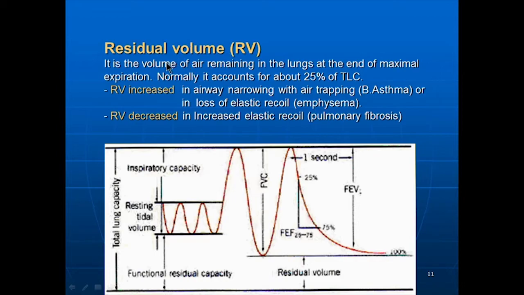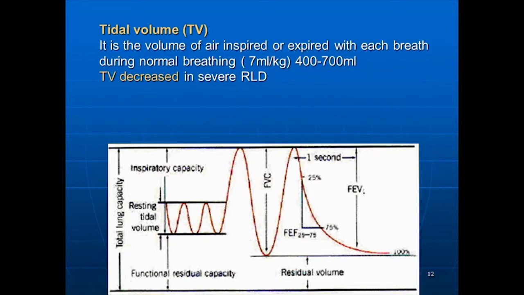Residual volume is often increased in an obstructive disease, and this is what you need to know. It's increased in obstructive disease and decreased in restrictive disease. Because obstructive disease involves a lot of air trapping, they have a lot of residual volume left in the lung. So it's going to be increased in obstructive disease and decreased in restrictive disease.